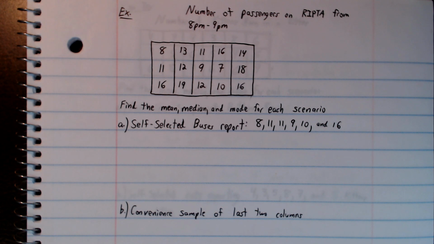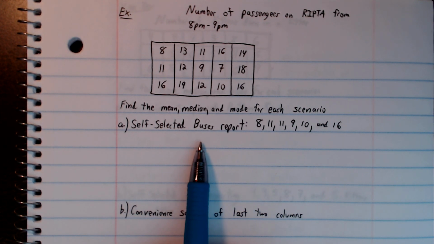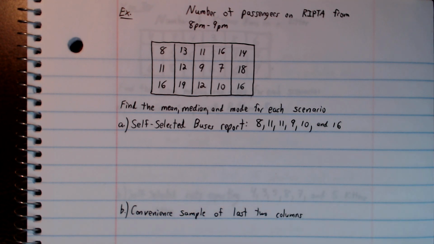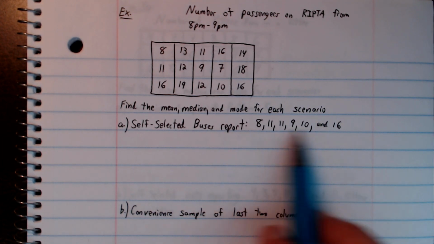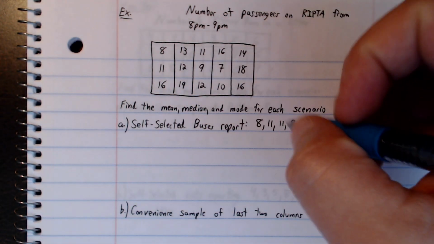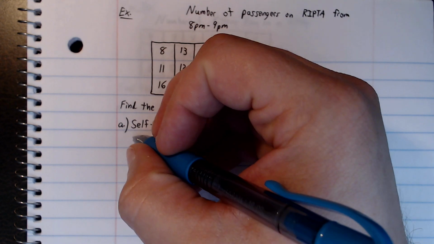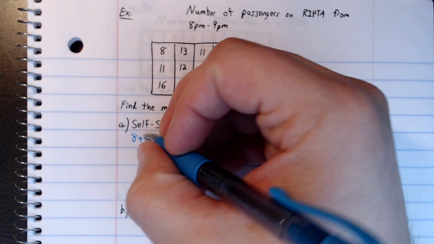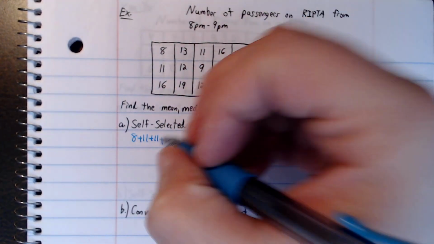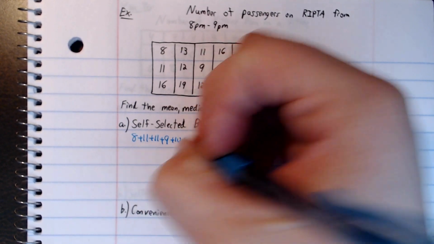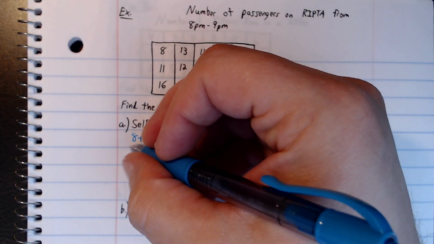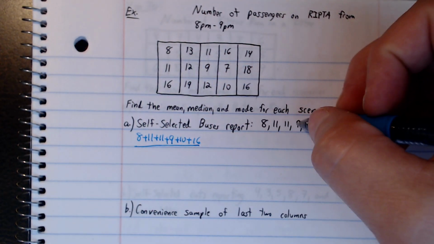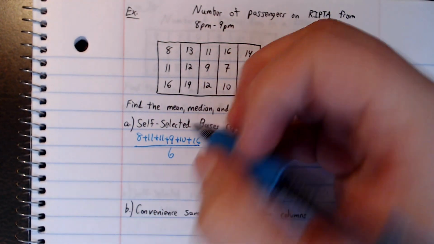So we want to find the mean, median, and mode for each of these scenarios. If it's self-selected, buses report how much. So maybe at the end of the night, somebody put out a radio call saying, how many people do you have? And only these buses actually responded. Right, so we would want to add up all of these, then divide by the total, which would be 1, 2, 3, 4, 5, 6.